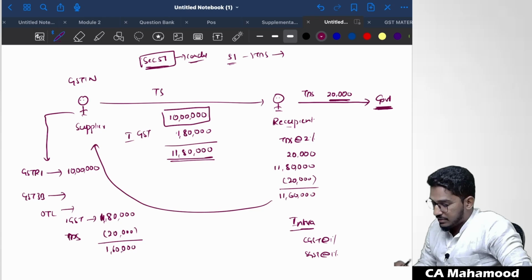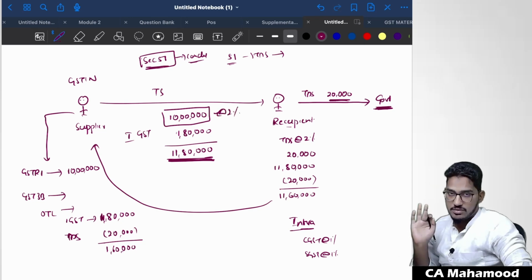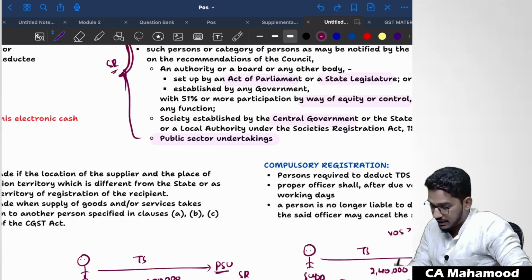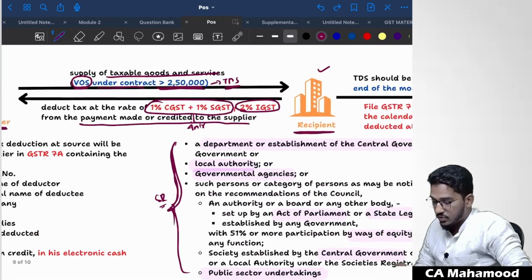Like I have given the example, if the value of supply is made for 10 lakh rupees, 1,80,000 is the GST, 11,80,000 is the total amount. But TDS is not calculated at the rate of 2% on this figure. No, TDS will be calculated at the rate of 2% on the value of supply excluding taxes. Clear everybody? Right. So this is what they have told it here.